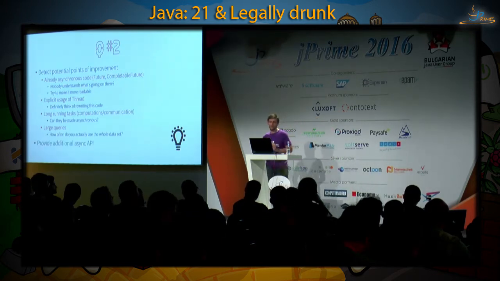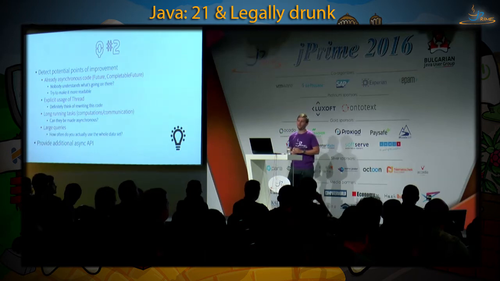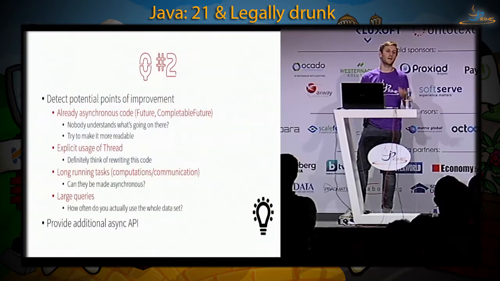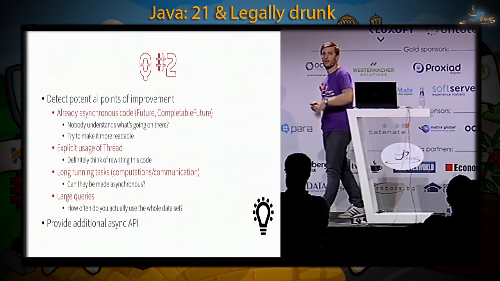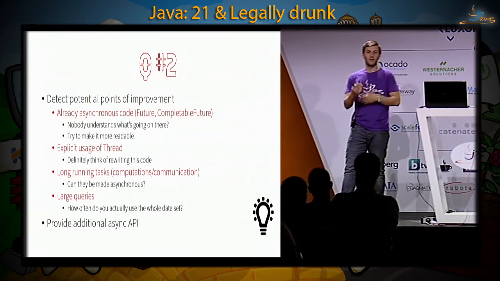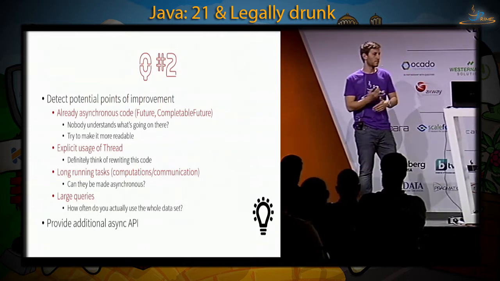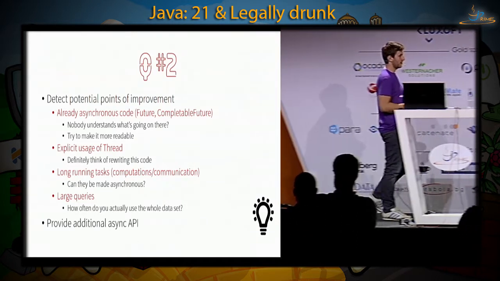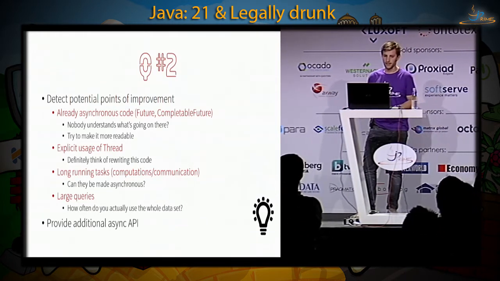And the last thing is that if you have an API, you could provide some additional async API. So you have a method X, you could just create a method X async, and then your clients could slowly start using those async methods. One step at a time. Let's say it like that.